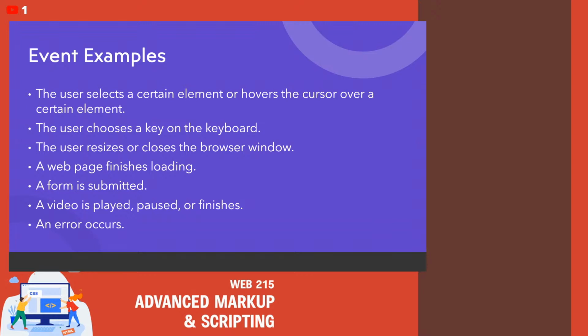Right, the user chooses a key on a keyboard. When the user sits and they press a key on the keyboard, that's an event. Right, oh, here's the H key on my keyboard. I'm going to press it. That can cause something to happen.